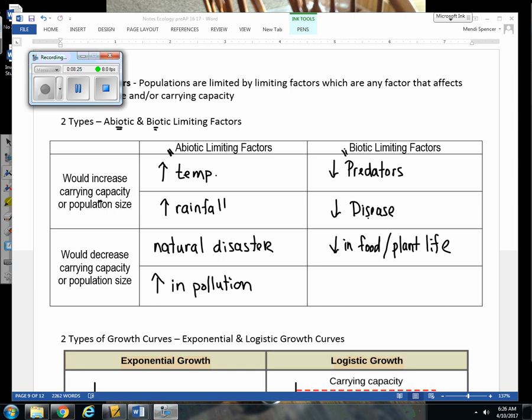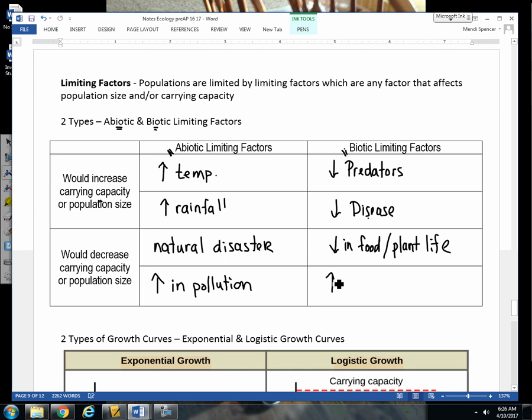We would see a decrease in carrying capacity if there's an increase in an organism's competition. If there's an increase in competition or competitors, we're going to see a decrease in carrying capacity. So again, everything that's in this column is living. Everything that's in this column is non-living.